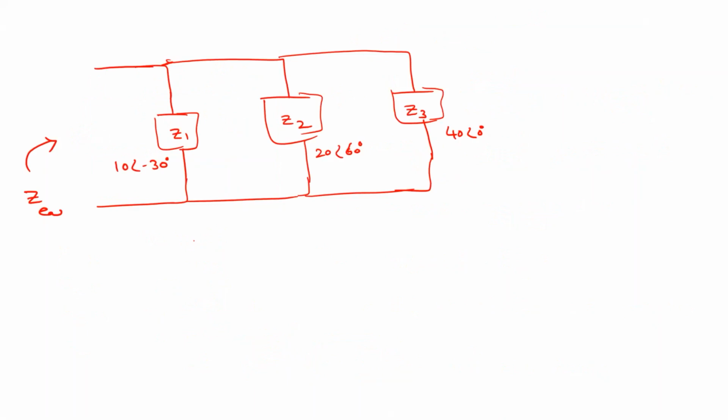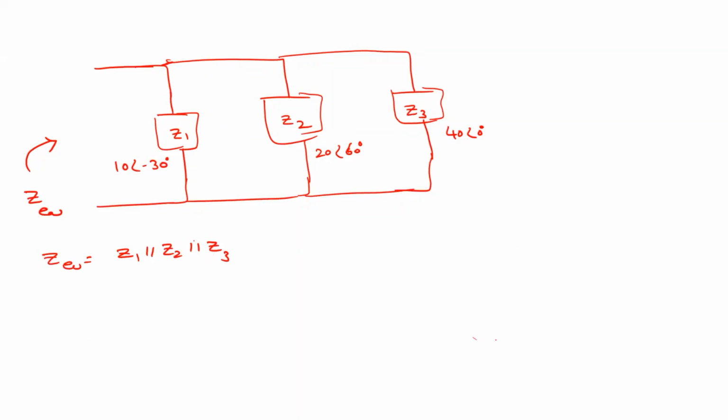So here, what we have to do is find the equivalent impedance, Z equivalent. This is Z1, Z2, Z3, right? All are in parallel. So Z equivalent is Z1 parallel Z2 parallel Z3. Okay.